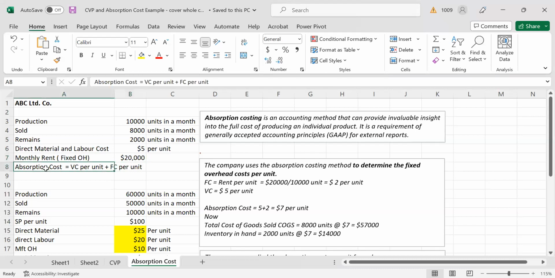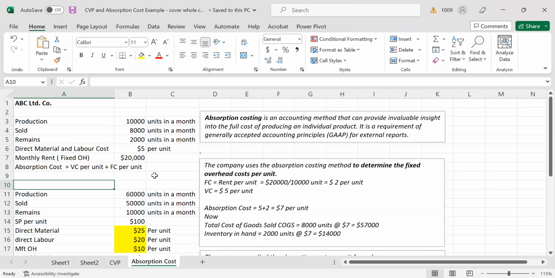And absorption cost. What is absorption cost? Absorb, right? Absorption cost is variable cost per unit plus the fixed cost per unit. So both. It means normally we don't calculate the fixed cost per unit. But if we want to know about the absorption cost, we need to calculate the fixed cost per unit. So how can we calculate? It's very easy. The variable cost per unit is available, right?